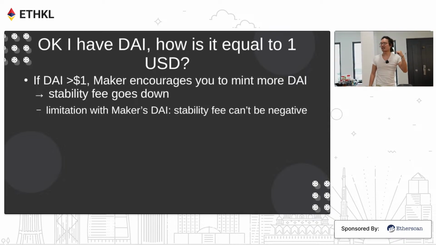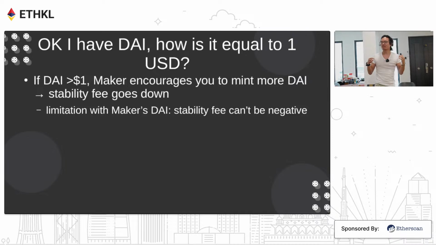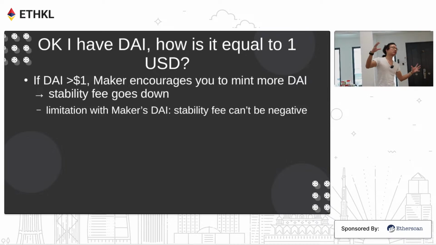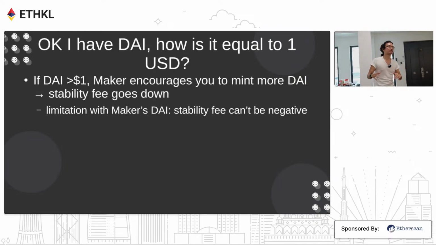Right. If DAI is bigger than $1, then you just have to make more DAI. How do you make more DAI? You decrease the interest rate. Right, so the stability fee goes down. The limitation here is that since you have to pay humans at the end of the day, the stability fee can't be negative. But as you see, DAI is still maintaining the peg, and it's okay so far.